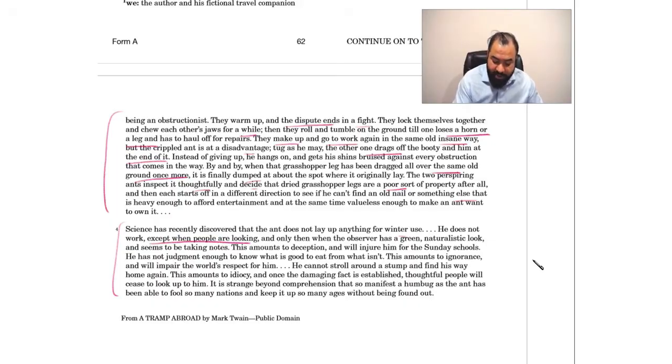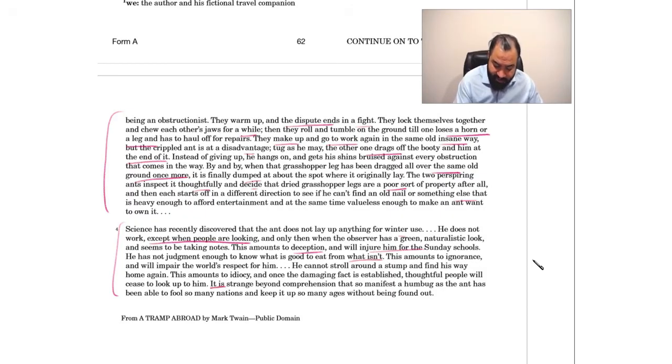All right. So this amount of deception is like showing something that's not true and will injure him for the Sunday schools. He has just a sense of humor. He has not judgment enough to know what is good to eat from what isn't. Well, that's more insult and all.